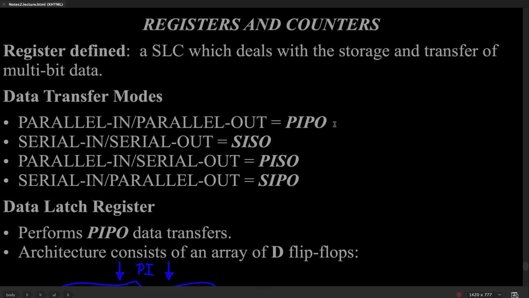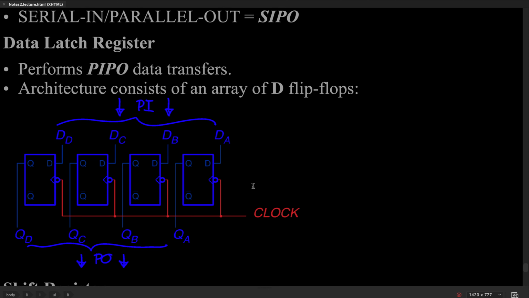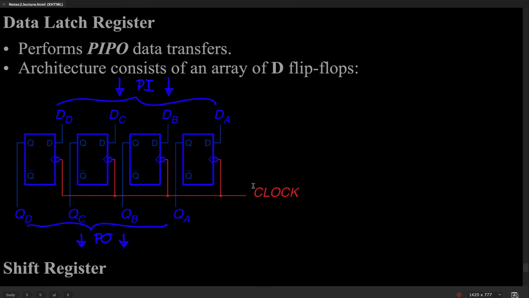Now, pay attention to these mnemonics as I'm going to bring them out here momentarily. The data latch register, which performs parallel in, parallel out, primarily data transfers. So here's showing 4 D flip-flops. Data coming in parallel, I hit the clock, and that is registered then on the outputs. Typically, we use D flip-flops for this.